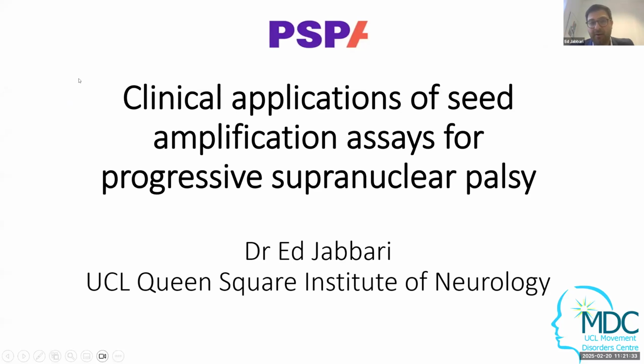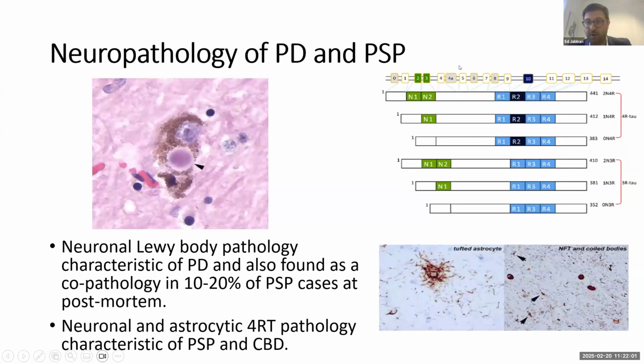So I'm going to be talking today about these seed amplification assays, and it's a bit of a mouthful. So from now on, I'm going to refer to them as SAA, just to keep things simple. This is a really exciting new potential way that we can diagnose Parkinsonian disorders, including PSP. So I'm going to talk about what I've been doing with this particular technique. To begin with, to understand how this technique works, we just need a brief refresher on the neuropathology of Parkinson's disease and PSP.